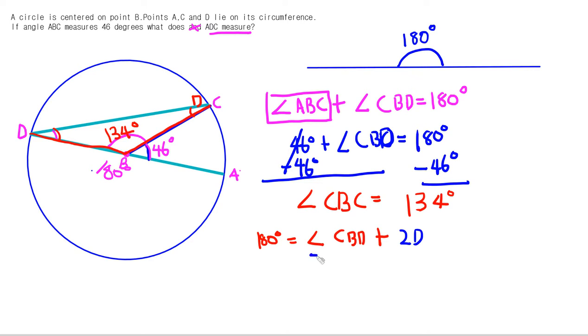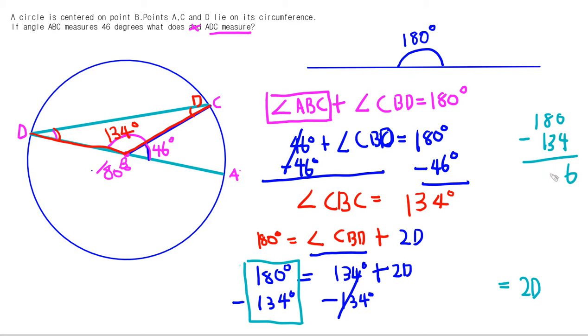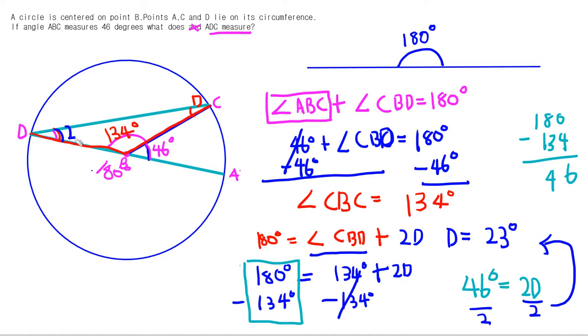Because we have two D's. We know the value of angle CBD is 134 degrees, so 134 degrees plus 2D should be equal to 180 degrees, and we subtract 134 degrees from both sides. We get 2 times D is equal to 180 minus 134, which is 46 degrees. Then we divide both sides by 2 to isolate D. D is equal to 46 divided by 2, which is equal to 23 degrees. So we got the answer: D is 23 degrees.